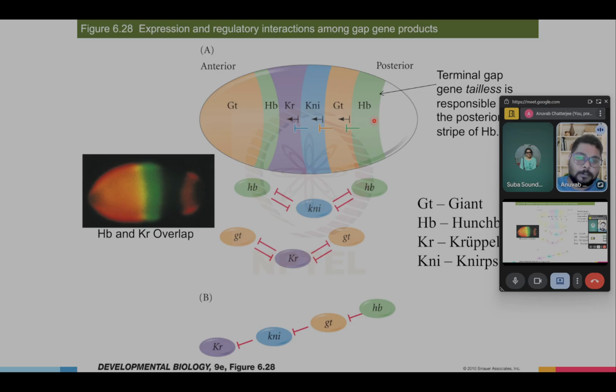Does that make sense? Okay. Yes. So essentially everyone hates each other, and that's why we have a very specific patch-like expression. Only at the boundaries is where we will see an overlap.